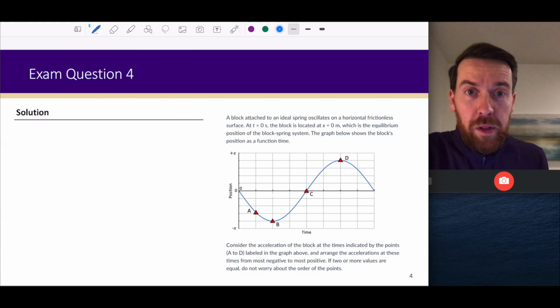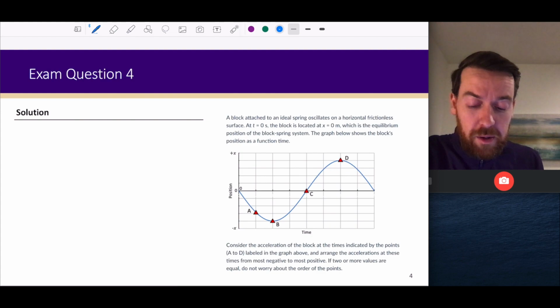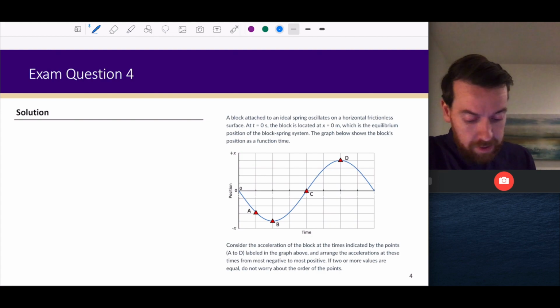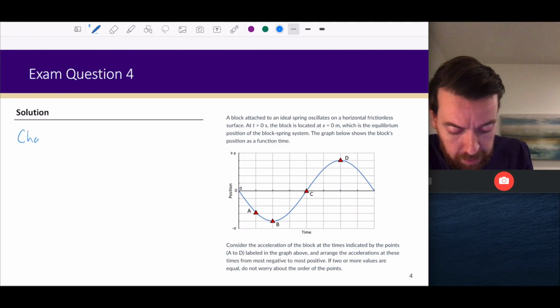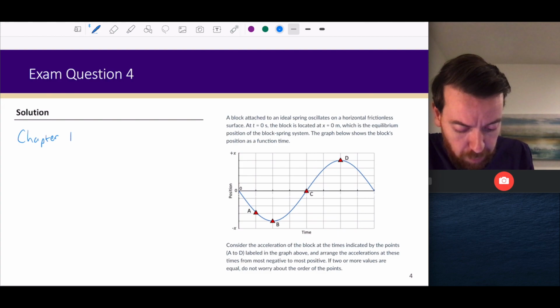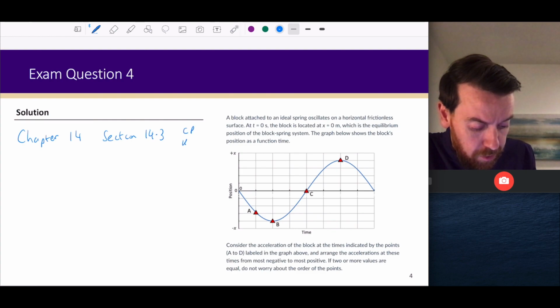Okay, so this is going to be the solution for exam question 4 from the Physics 116 exam 1 in winter 21, and this is looking at chapter 14. The concepts in this question look at chapter 14, specifically section 14.3, College Physics, Knight Jones Field.